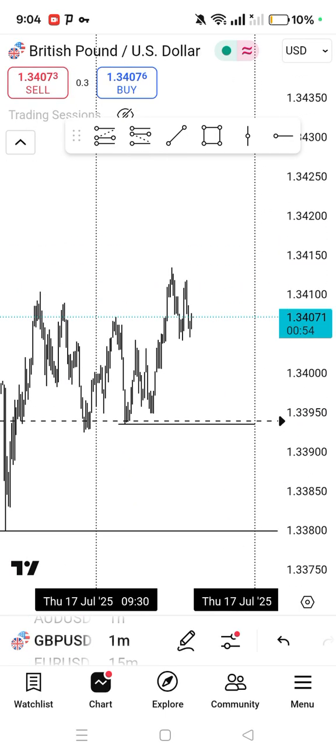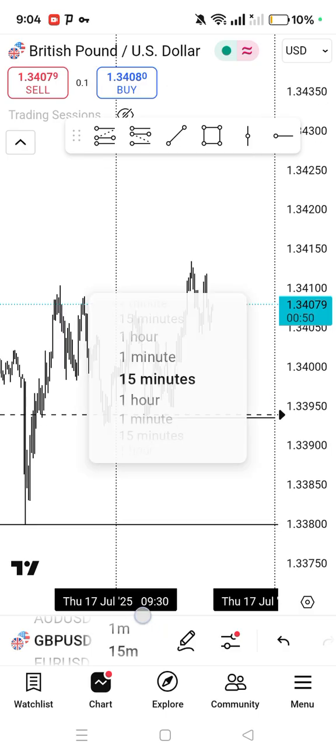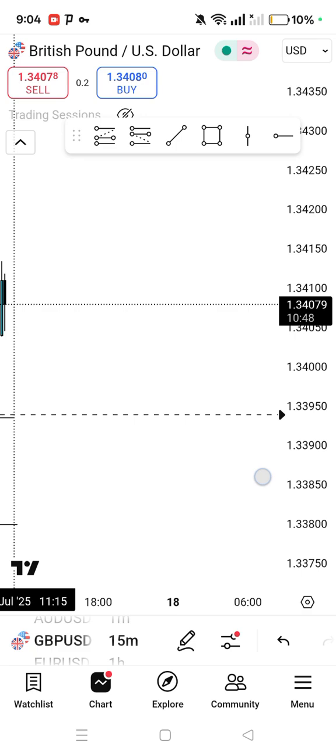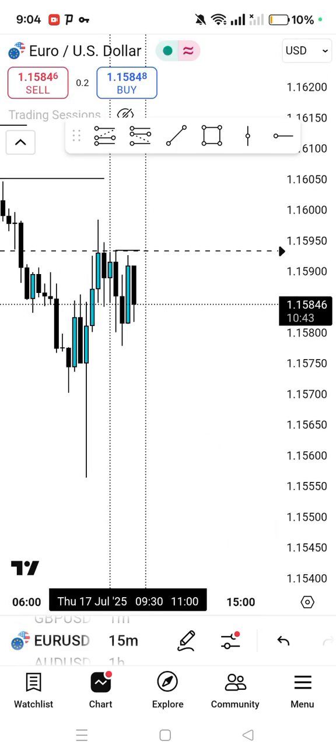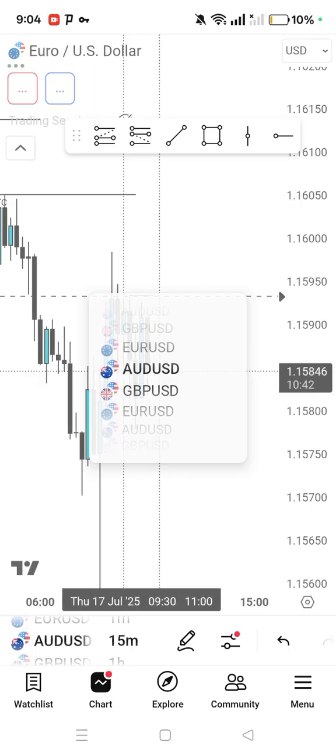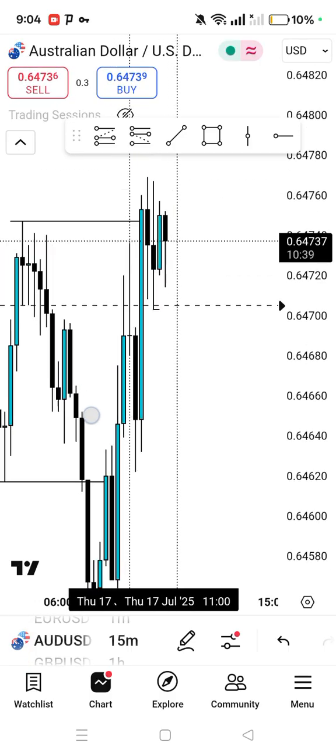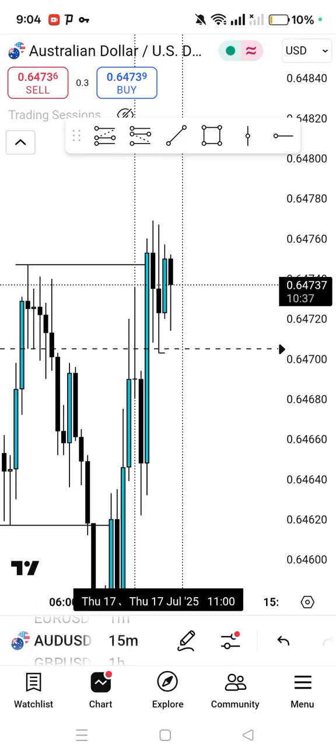Because after I take the trade, there's nothing else to do. Just gonna wait and see, right? No new stuff, as always. AUD still fooling around.